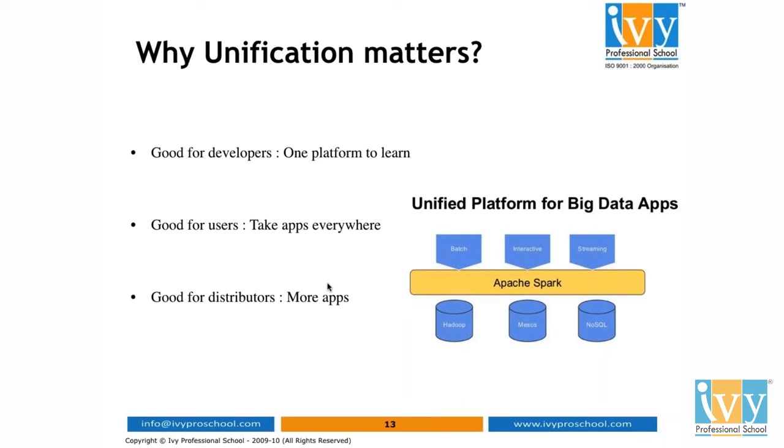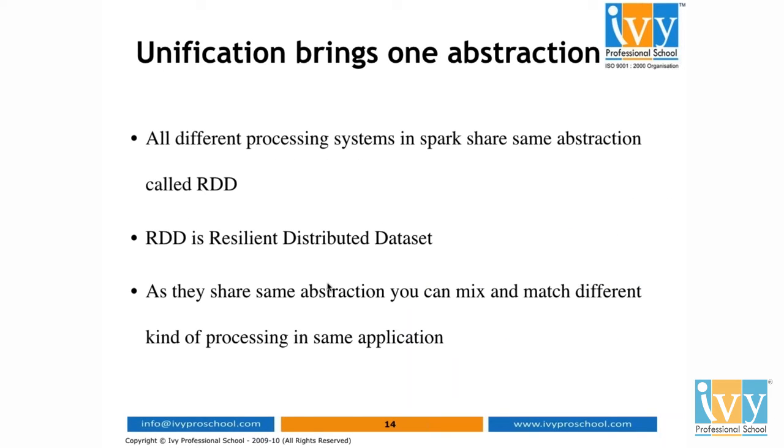And it's also good for distributors. You can have more apps. Like Databricks, it doesn't have its own distribution. You know what distributions are about? You know about Cloudera, MapR, and Hortonworks. These are distributions, right? So it is good for distributors. Another advantage of unification is that it brings one abstraction.